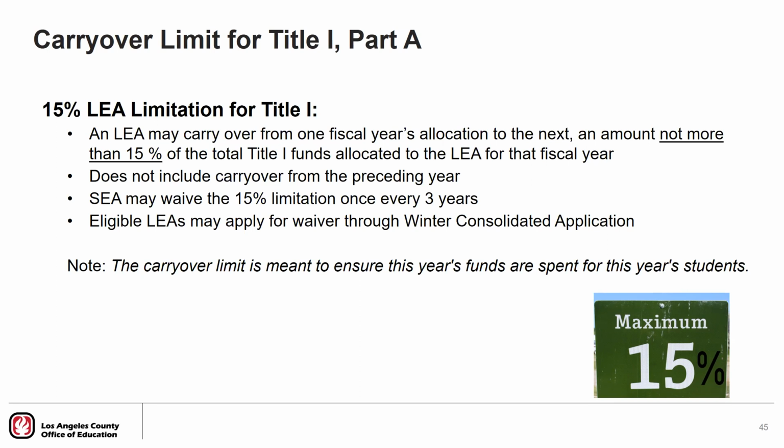If an LEA wishes to apply for such a waiver, they can do so through the Winter CONAP process. The reason behind this limitation is to ensure that the funds allocated for a specific year are primarily used to benefit the students of that same year. This practice helps maintain a focus on current educational needs. And again, remember, the 15% LEA limitation for Title I is all about making sure this year's funds are spent for this year's students. And now Augustine will continue with this section.